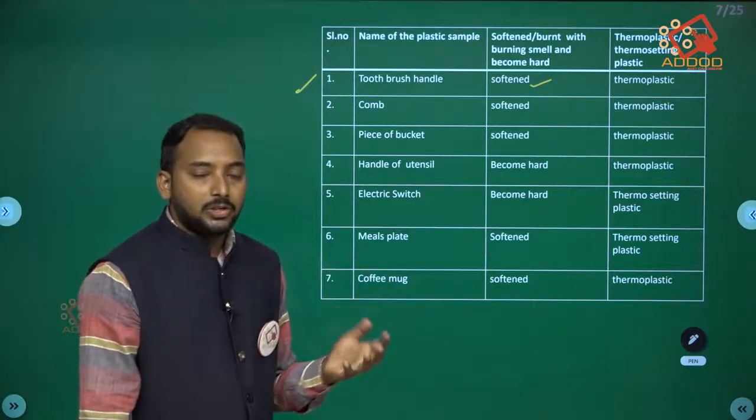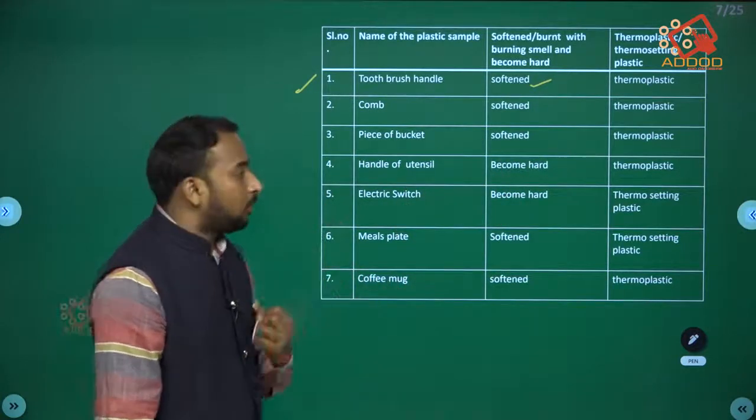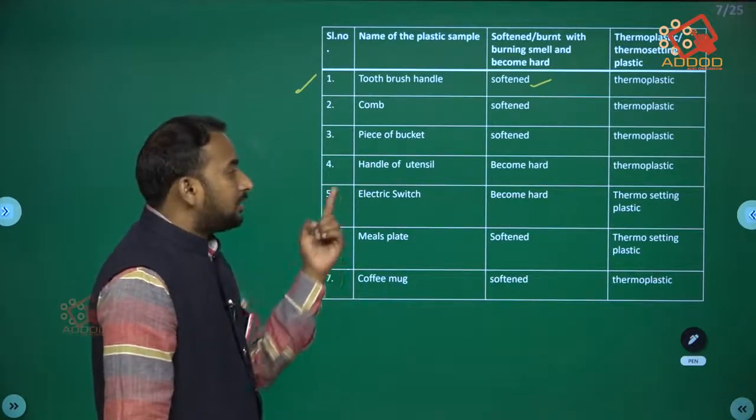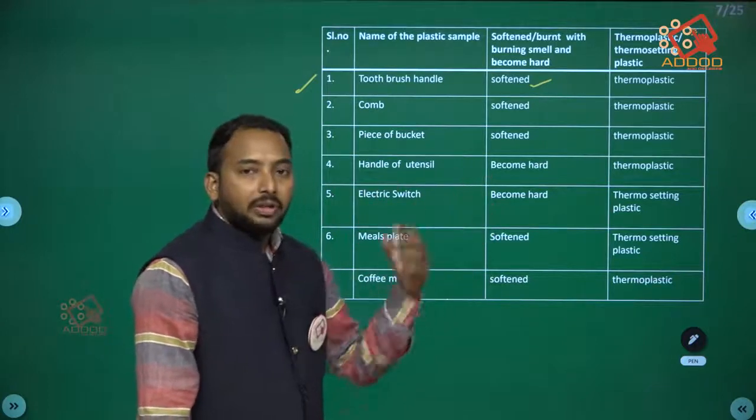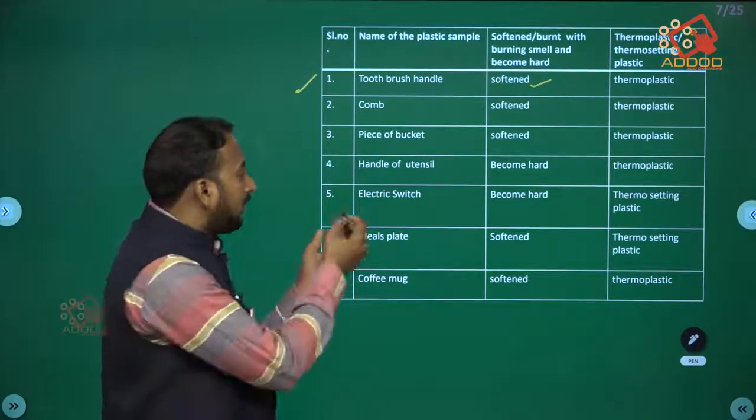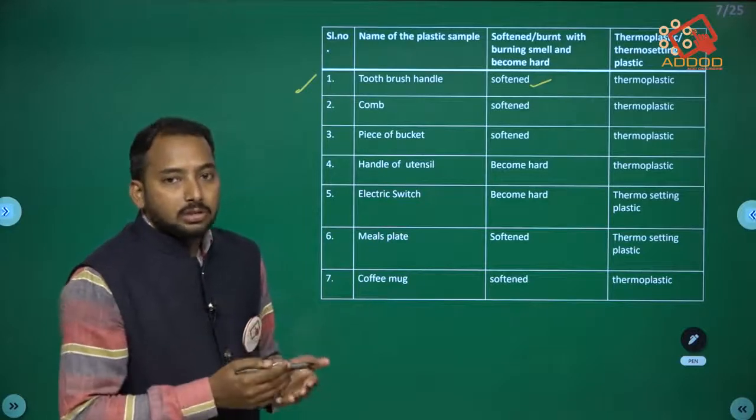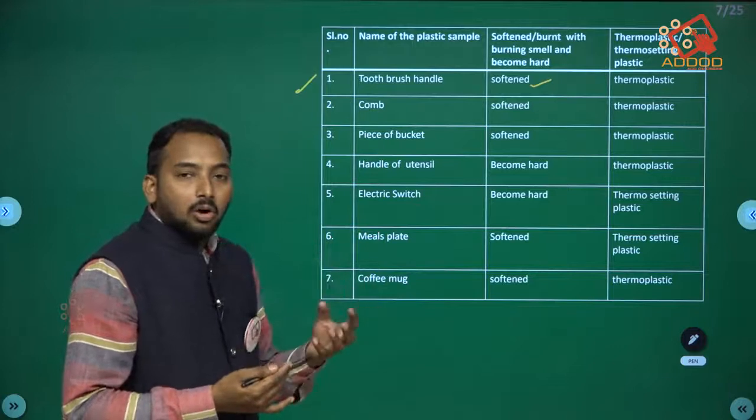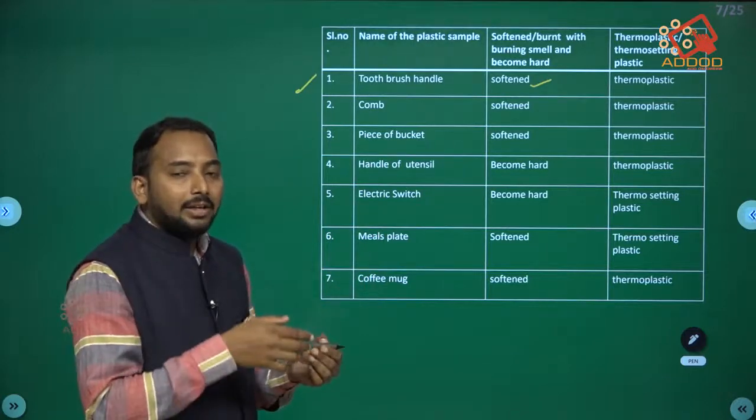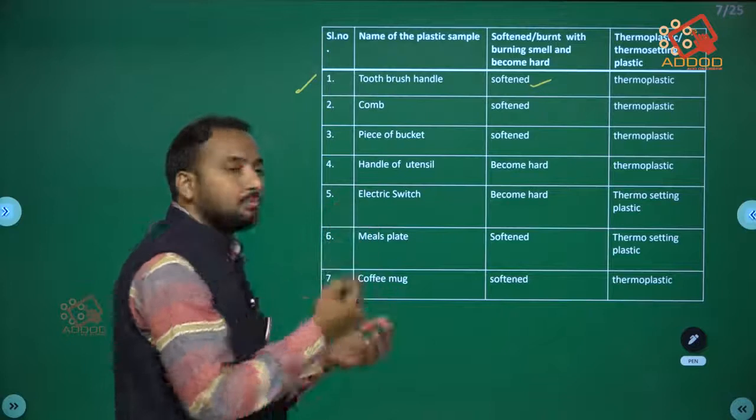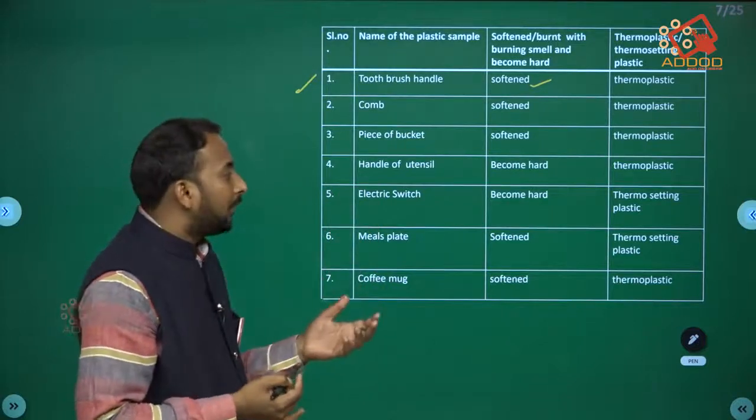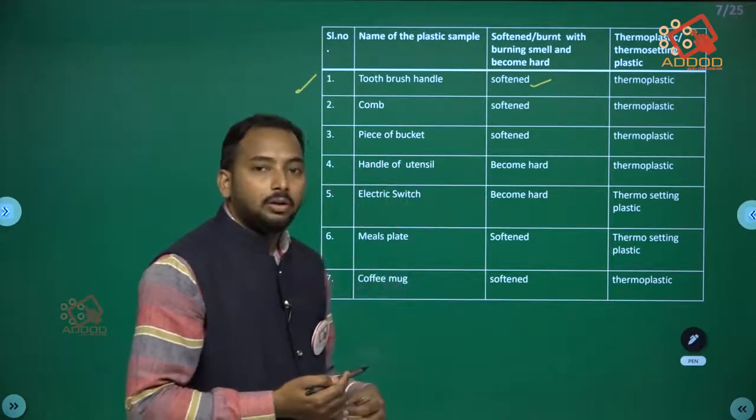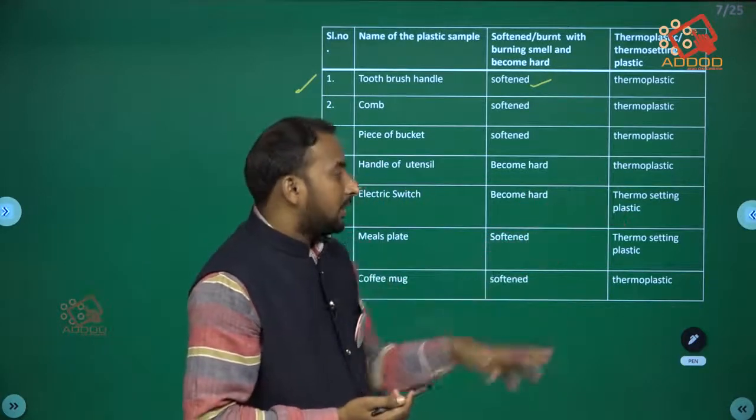What is meant by thermoplastic? Already we know the definition of thermoplastic: easily molded. And the handle of utensils becomes hard. Utensils are made up of metals like copper and aluminum, and their handles are made up of bakelite or melamine. When they go to the flame test, the material becomes hard.